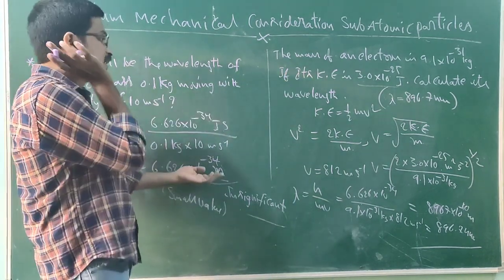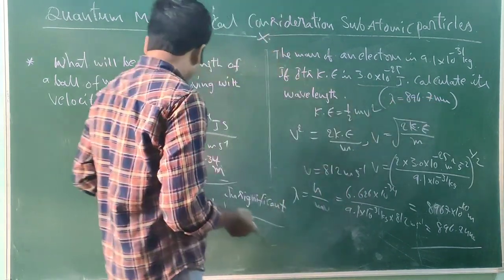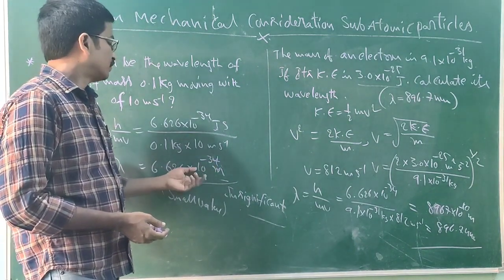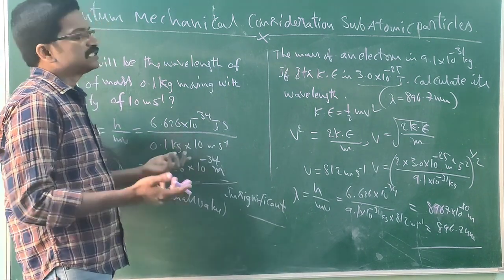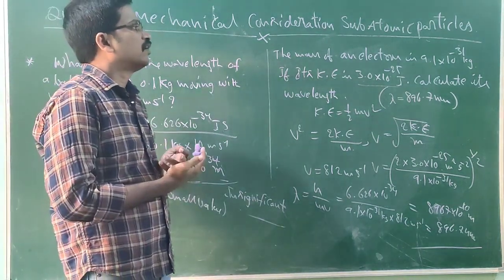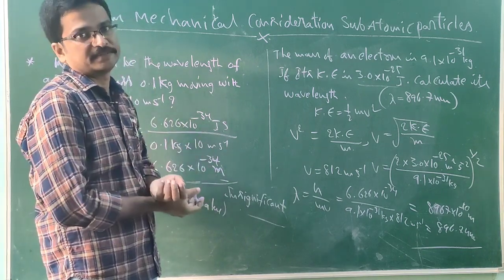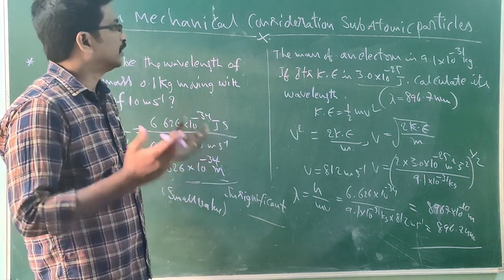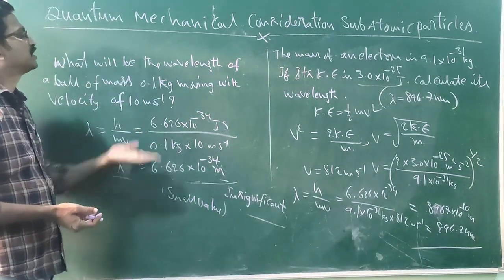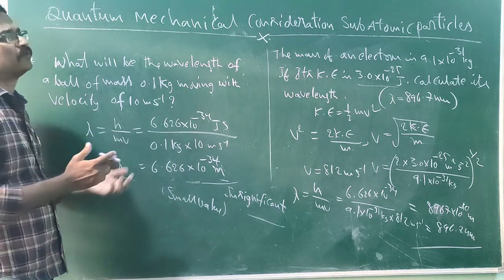The wave nature is significant here, 896. It is a considerable value of wavelength. But for the ball, the wavelength is of the order of 10 to the power of minus 34. It is very small and insignificant. That is the reason why they are repeatedly saying that the wave nature of smaller particles like electrons we can predict, but we cannot say the same for the wave nature of larger particles. That is the reason for de Broglie's concept.